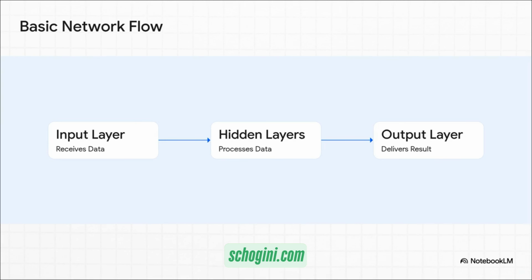Every neural network has this basic setup. You've got the input layer, where the data comes in. Think of it like the pixels from an image. And you've got the output layer, where the result comes out, for instance, a label that says cat. But all the magic, all the real thinking, that happens in the middle, inside those hidden layers.